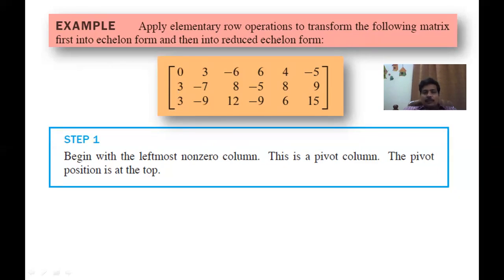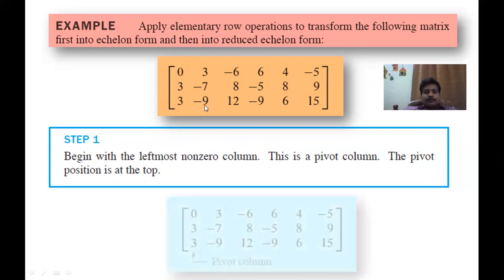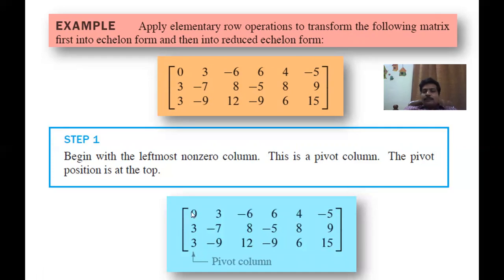So in this pivot column, the pivot position is at the top. This should be the pivot position. Though it is 0 here, we can exchange the rows. So this should be the topmost position, the pivot position. So this is the pivot column, since it is a non-zero column. So let us exchange the rows. We can exchange any one of the rows, second row or third row, into the first row.